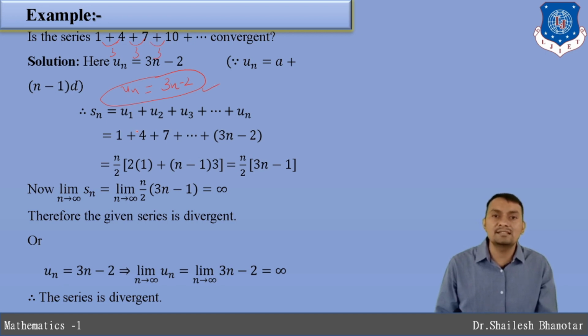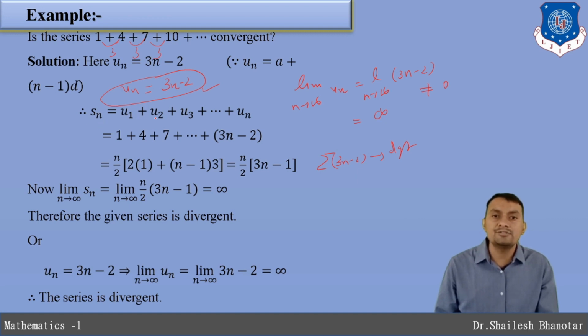Now you need to consider the limit as n tends to infinity of un. Here the limit of un is nothing but 3n minus 2. Whenever you see the limiting concept, infinity minus 2, the answer is infinity, and therefore we can say that the series with nth term 3n minus 2 is divergent, because this is not 0.